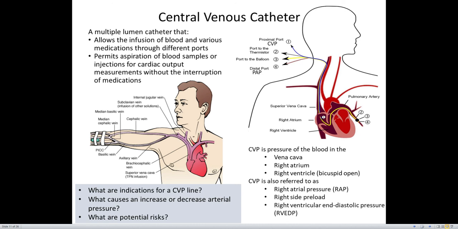So my question to you is, what are indications for a CVP line? What causes an increase or decrease in arterial pressure? What are potential risks associated with a CVP line?